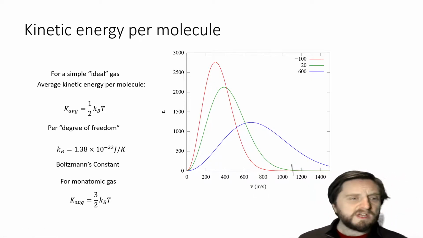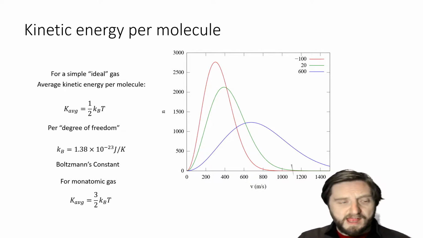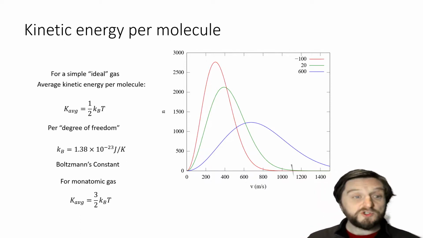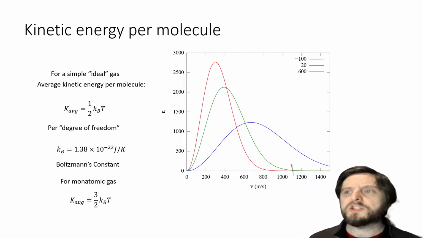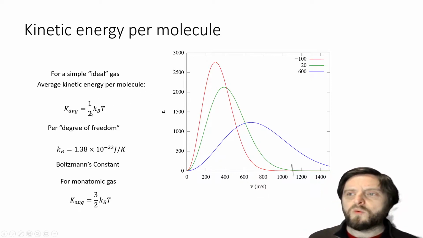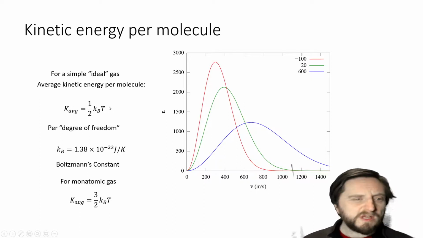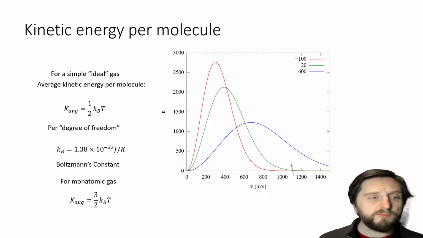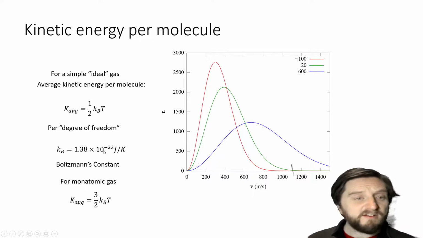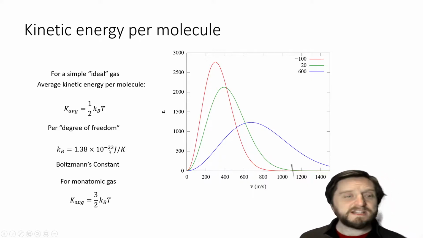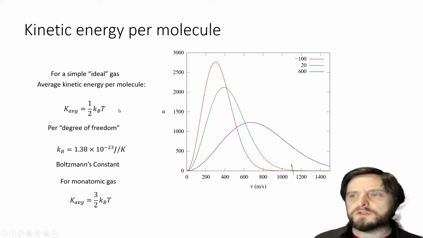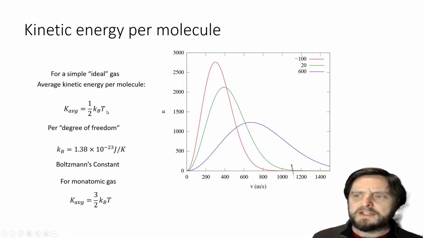So if you take any bunch of gas, you double the temperature in Kelvin, you will double the average kinetic energy. And the relation is this: 1/2 kBT. So k here is a constant called Boltzmann's constant. It's a very, very small number, 1.38 times 10 to the minus 23 joules per Kelvin. T is the temperature in degrees Kelvin.